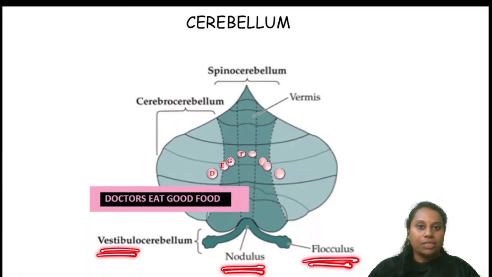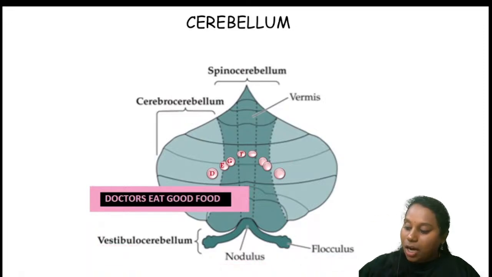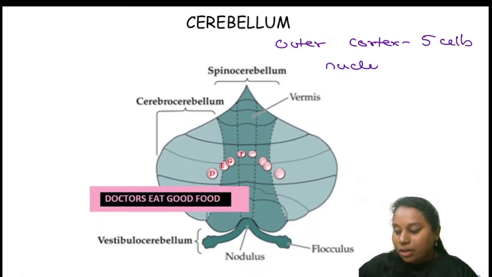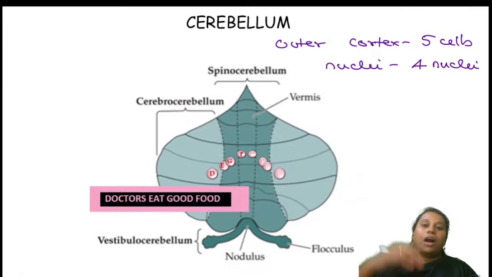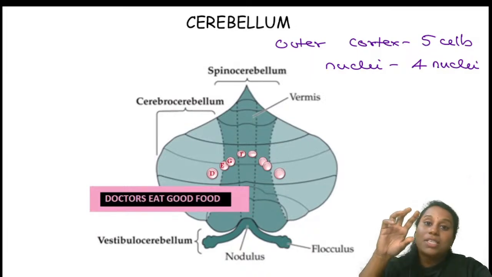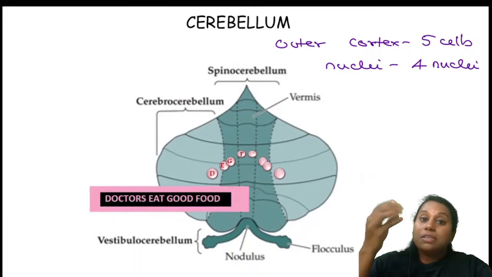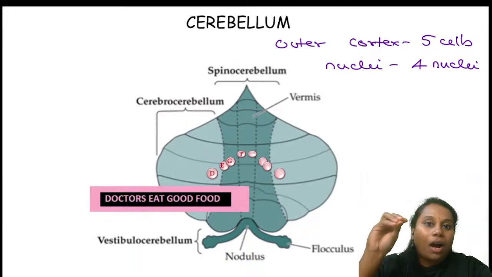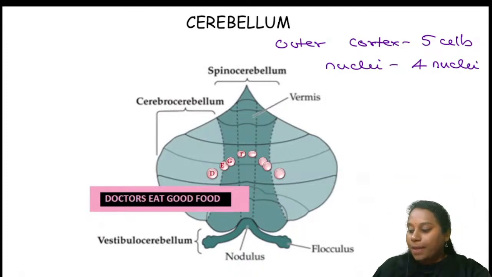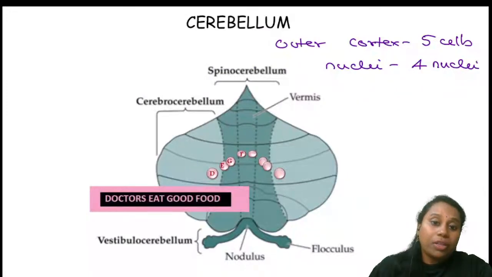Cerebellum has an outer cortex and inner deep nuclei. The outer cortex has 5 types of cells in it, and deep inside there are nuclei of the cerebellum. There are 4 deep nuclei of the cerebellum. How are these 5 cells connected to the 4 deep nuclei? This is called the cerebellar connection. Very complicated connection, but I'll teach you a very simple method to learn the connections of the cerebellum. Very, very important. Listen carefully. Let's learn this connection. Before that, what are the deep nuclei?